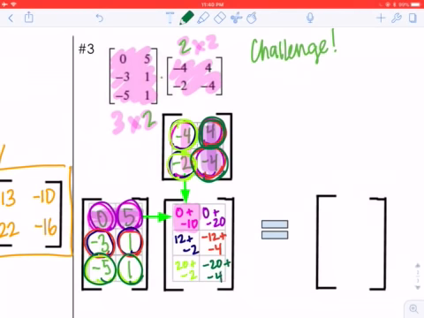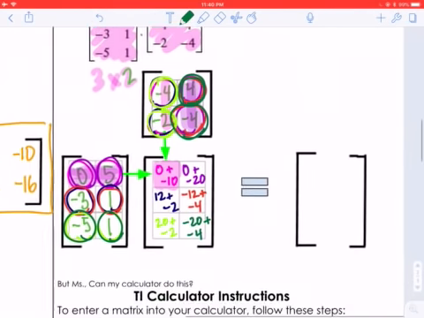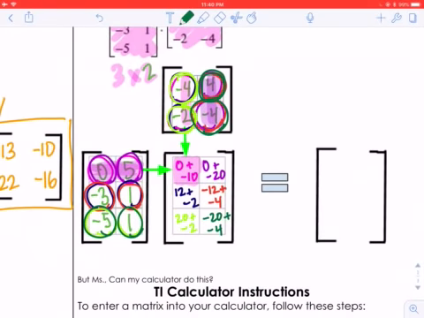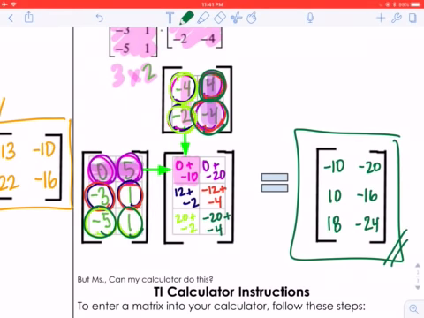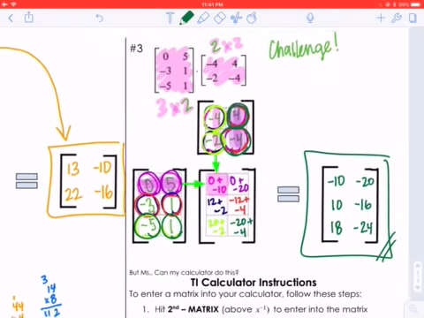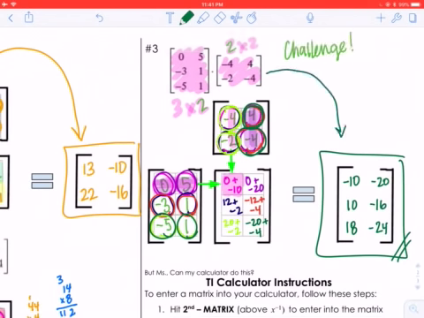All right, so it's the same process, just a little bit bigger this time. And then when we write our numbers over, we're just going to have a bigger answer. So it'll be a 3 by 2, -10, -20, 10, -16, 18, and -24. And that is going to be our answer for this one. All right, so we can see that has a slightly bigger size because we were dealing with slightly more numbers.